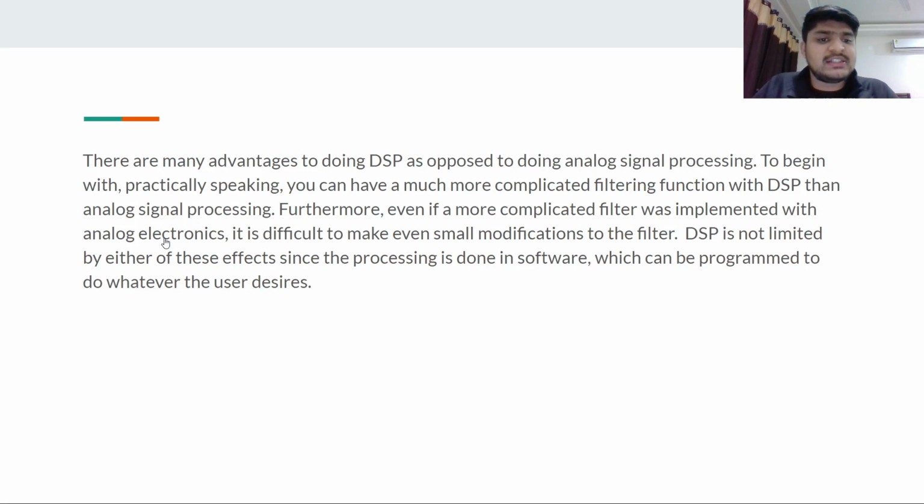There are many advantages of doing DSP, digital signal processing, as opposed to doing analog signal processing. To begin with, practically speaking, you can have a much more complicated filtering function in digital signal processing than in analog signal processing. Furthermore, even if a more complicated filter was implemented with analog electronics, it is difficult to make even small modifications to the filter. While digital signal processing is not limited by either of these effects, since the processing is done in software, which can be programmed to do whatever the user desires.